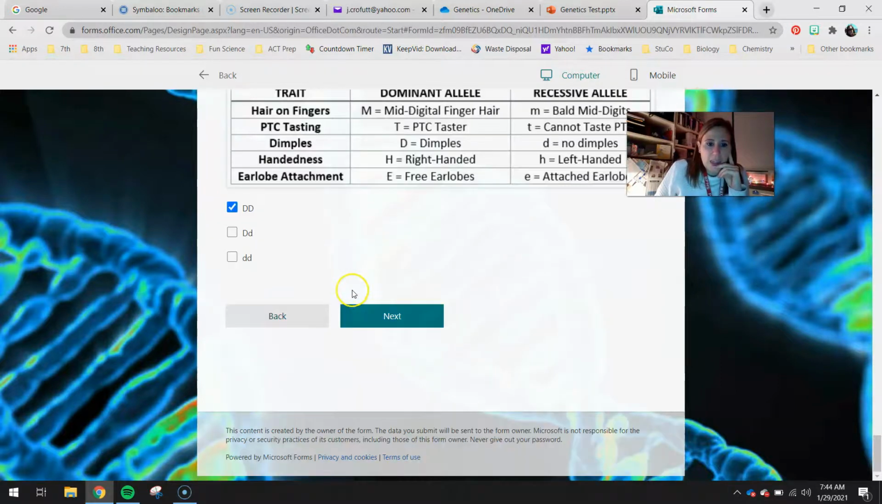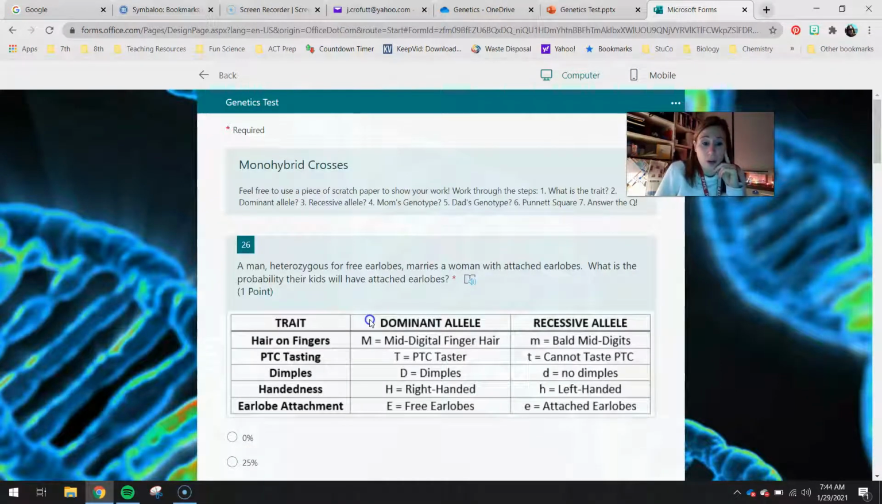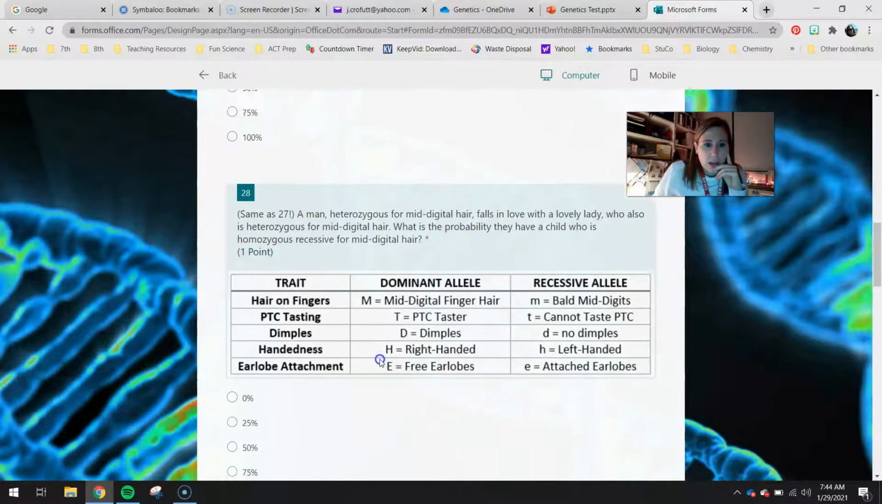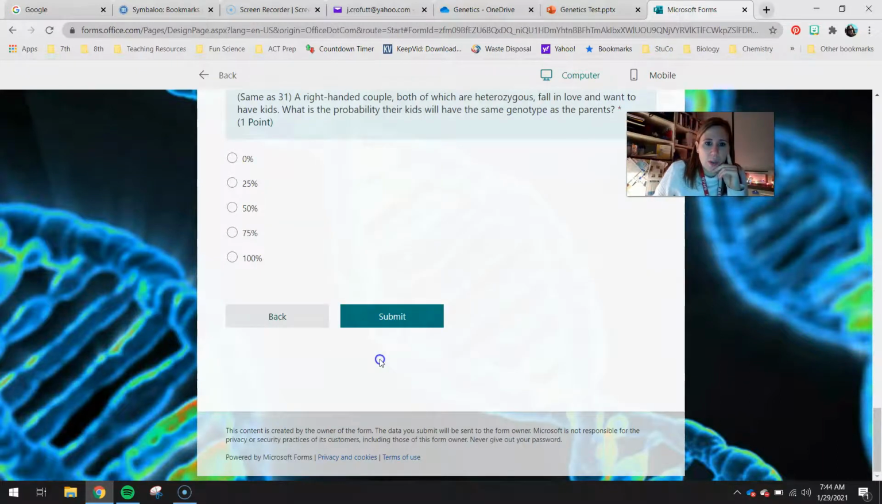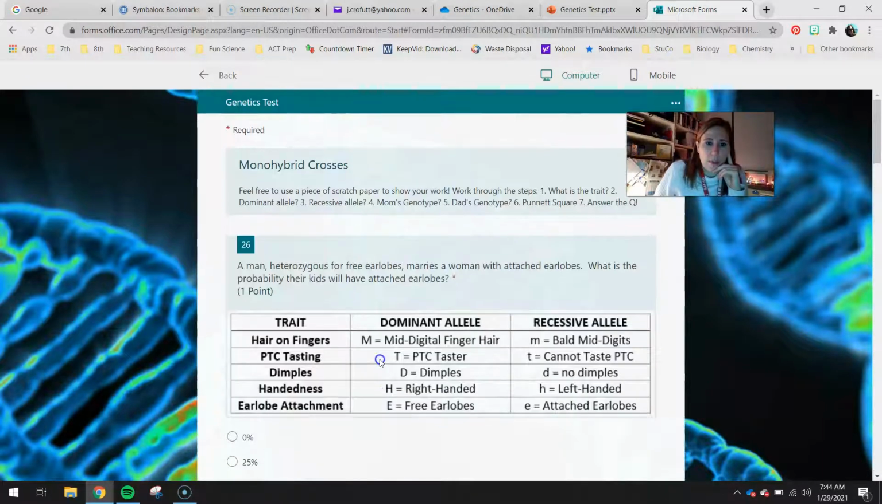All right, last but not least, you have, I believe, 4 monohybrid crosses to do. There are 4 monohybrid crosses, but there are multiple questions for some. Okay, so a man heterozygous for free earlobes marries a woman with attached earlobes. What is the probability that kids will have attached earlobes?